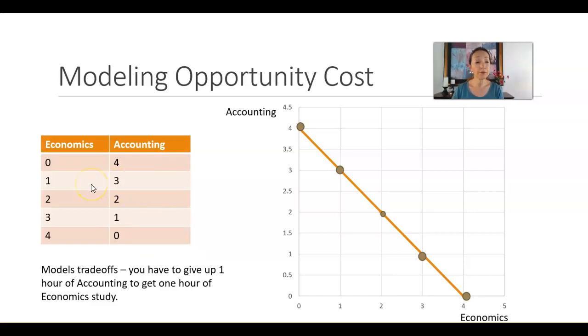So these are 5 possible combinations of how we can choose to allocate our scarce resource of time for 2 possible outcomes: economics studying or accounting studying. We can graph this by plotting these out, and we will have 2 axes, the y-axis and the x-axis. And I want you to remember that 0 always goes at the origin, and numbers get bigger as we go away from the origin. So let's plot the first point, 0 economics and 4 hours of accounting. So 0 and 4.